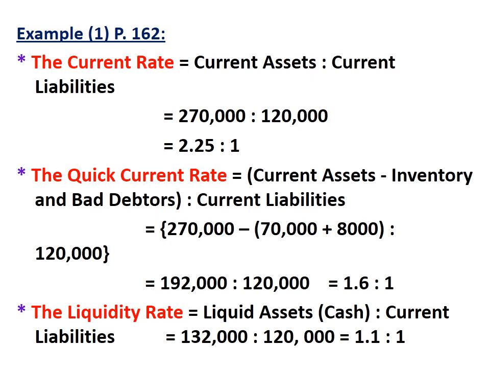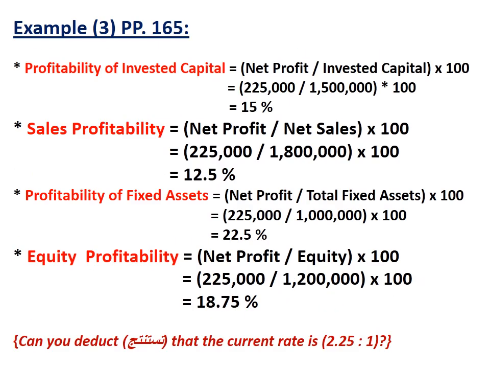With regard to liquidity, it is accepted if it is about 1 to 1. Here, the cash and bank 132. If I get the rate to the current liabilities 120, it gives 1.1 to 1, so it is accepted in this way. Okay, we are going to example 3, and example 3 relates to profitability.